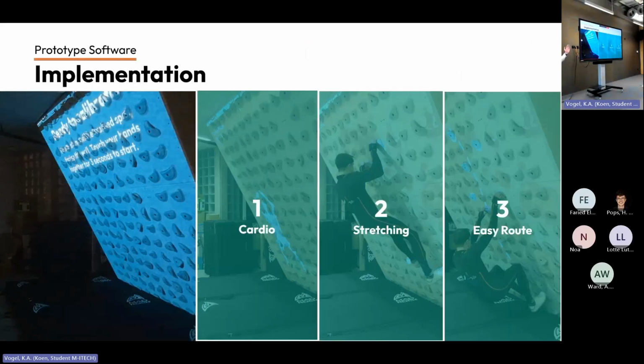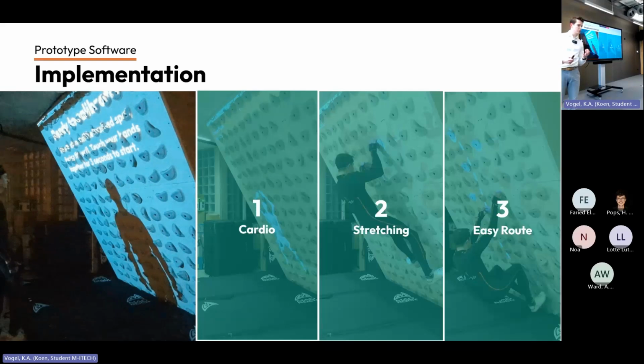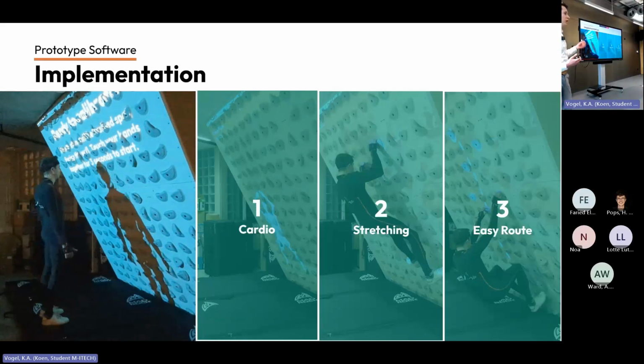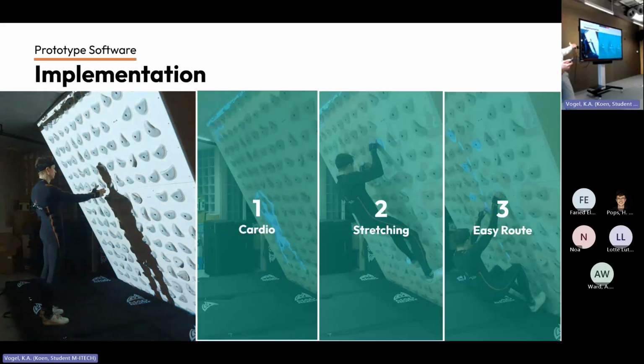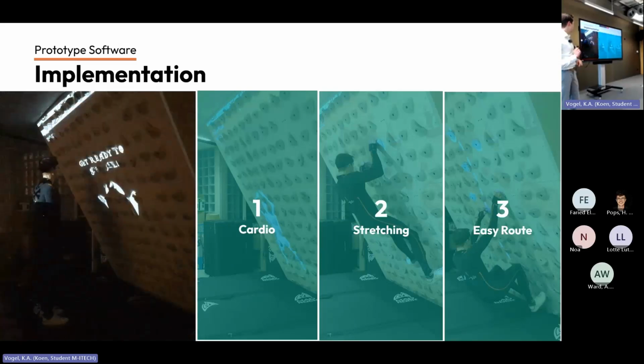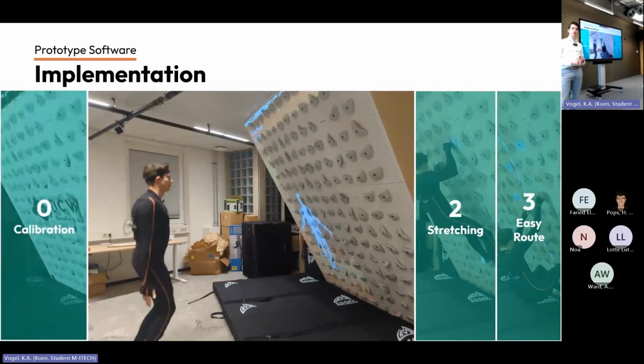This is the final result. This is what the game looks like. Because we're using the inertial measurement suit, we really need a calibration process to anchor to a physical position. So that's what I'm doing right here. After which it is time for cardio. So that's the jumping jacks.